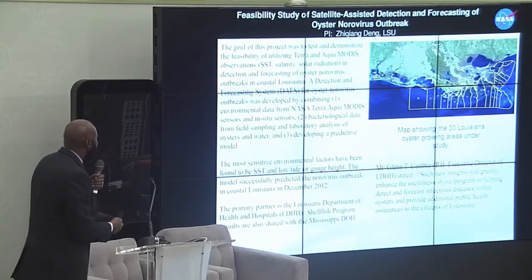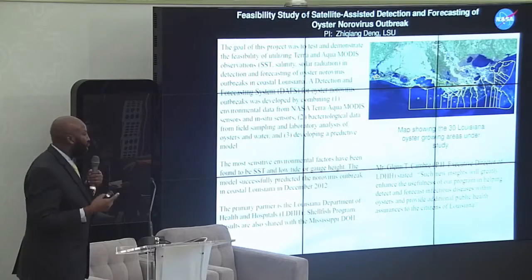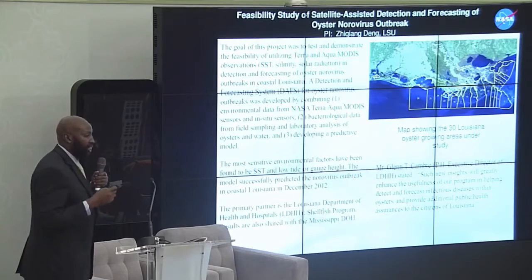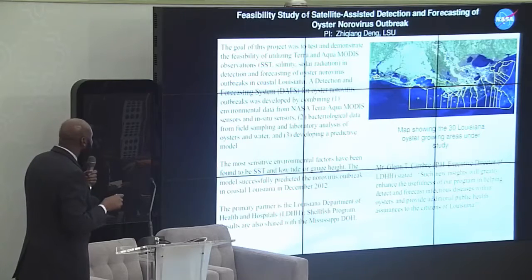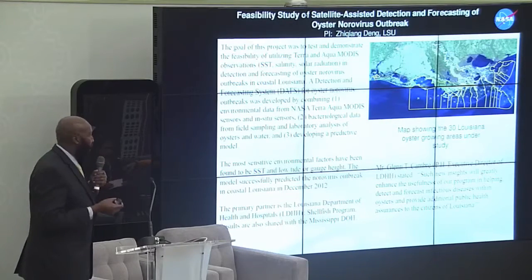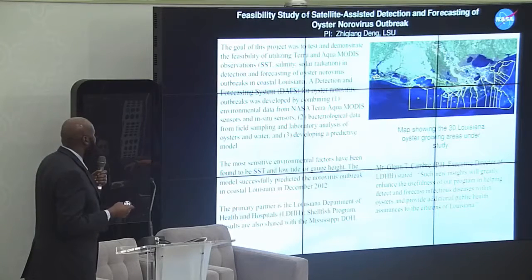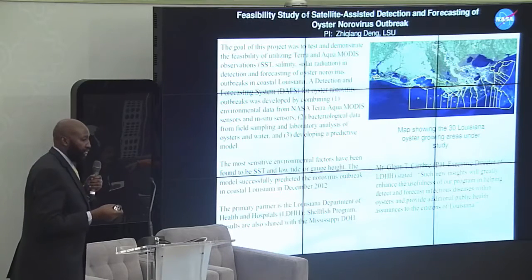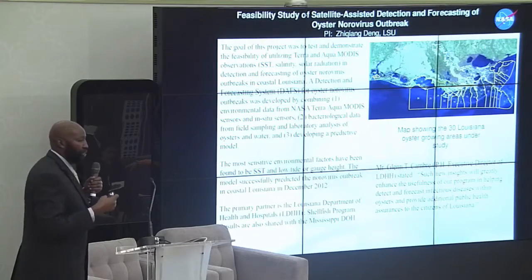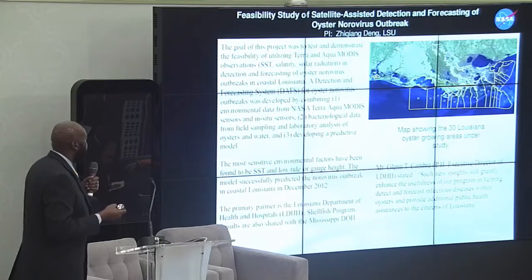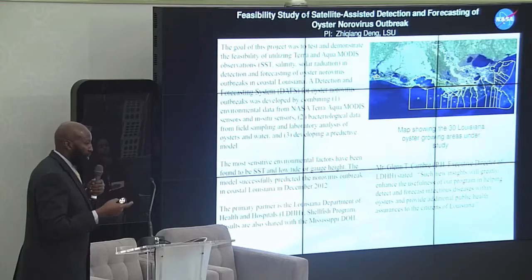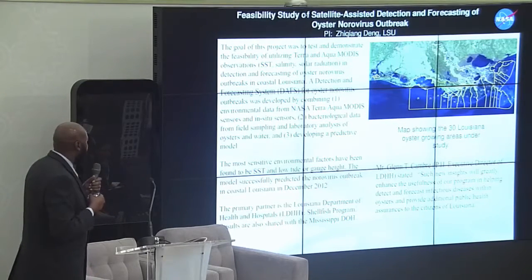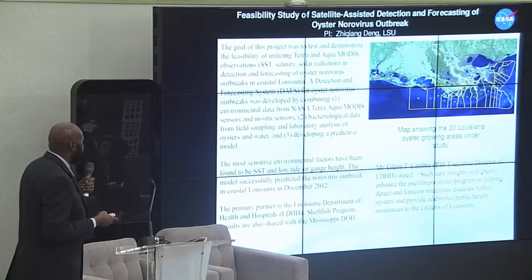This is another case where the project's goal was to test the feasibility of utilizing satellite measurements to look at the sea surface temperatures, the salinity of the water, and the solar radiation in combination with bacterial data from field sampling, to determine whether there was a possibility of an outbreak of norovirus. Norovirus is a virus that affects the oysters, and the oysters are consumed either raw or cooked. But in either case, norovirus can cause some abdominal discomfort and also could lead to death in some populations.